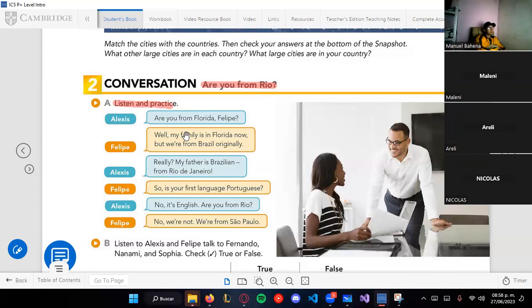Are you from Florida, Felipe? Well, my family is in Florida now, but we're from Brazil originally. Okay. Really? My father is Brazilian from Rio de Janeiro.